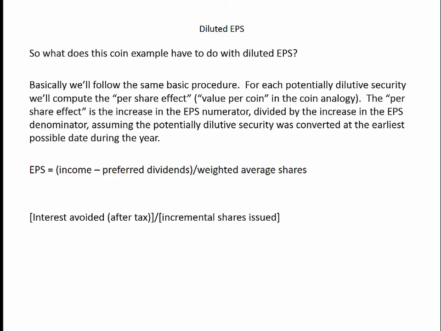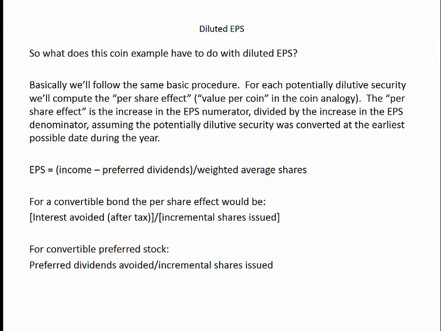Again, earnings per share is income minus preferred dividends divided by weighted average shares outstanding. For a convertible bond, the per share effect would be the after-tax interest avoided in the numerator, that would be the effect on the numerator of earnings per share, divided by the incremental shares issued, that would be the denominator of earnings per share. For convertible preferred stock, it would be the preferred dividends avoided in the numerator divided by the incremental shares issued in the denominator.